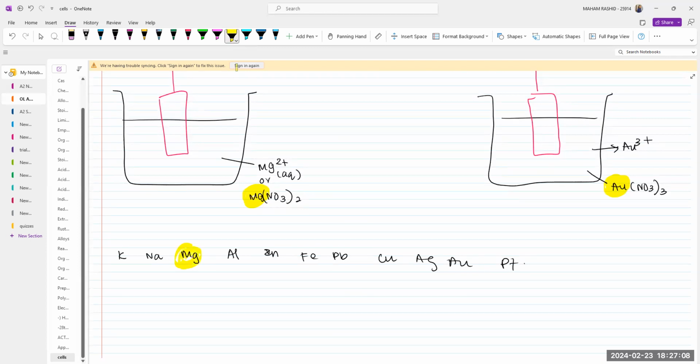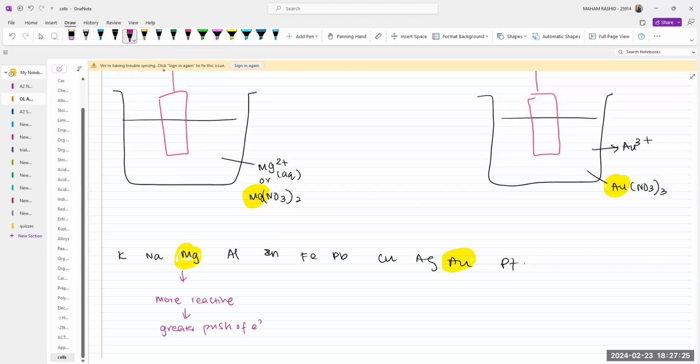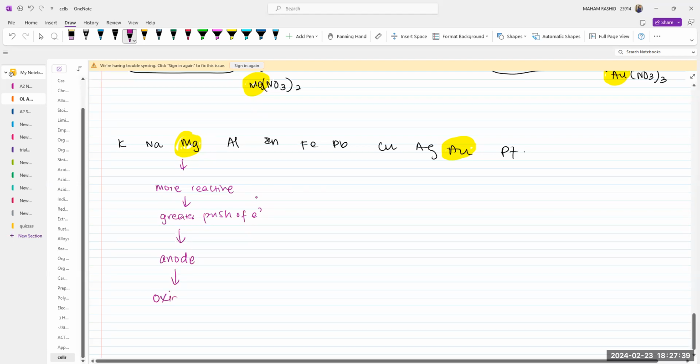So there's magnesium, so magnesium here is more reactive, greater push of electrons. And since it's more reactive, will this be anode or cathode? More reactive, it goes to the anode for oxidation. Anode. And yes, I'll also write that it's an oxidation reaction.